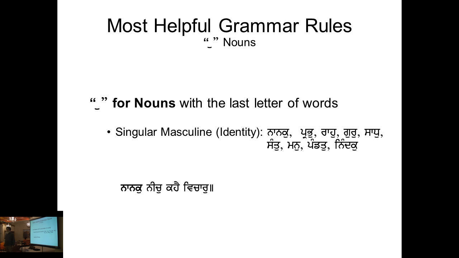Angad Dev Ji's name will be written, so you have to put Ankur under it. Arjan Dev Ji's name will be written, you have to put Ankur. If you don't put the Ankur, it's going to have a different meaning. But if you write it Nanak like this, whatever you write in Punjabi without Ankur, it's equivalent to that because it's a name.